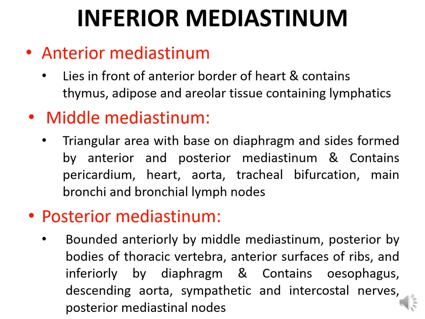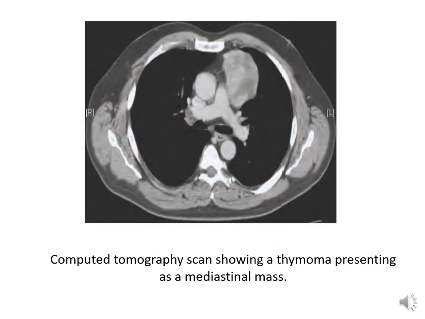The middle mediastinum is a trigonal area with base on the diaphragm and sides formed by the anterior and posterior mediastinum. It contains pericardium, heart, aorta, tracheal bifurcation, main bronchi, and bronchial lymph nodes. Posterior mediastinum is bounded anteriorly by the middle mediastinum and by bodies of thoracic vertebra. Anterior surface of the ribs also forms the boundary. Inferiorly, it is the diaphragm which limits the posterior mediastinum. It contains esophagus, descending aorta, sympathetic and intercostal nerves, and the mediastinal nodes.